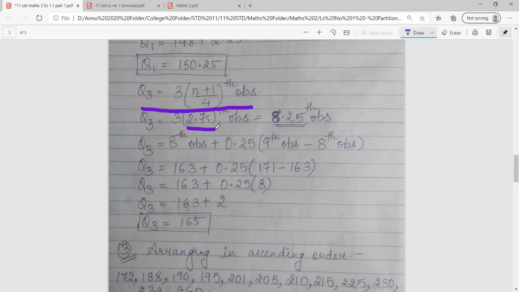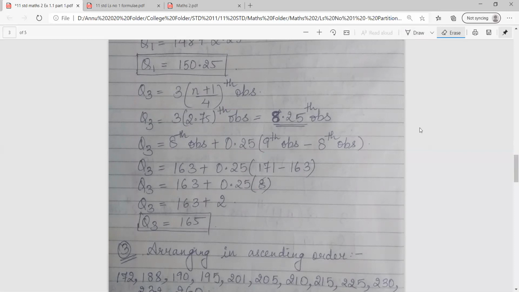Now you can multiply 2.75 with 3 and you will get the 8.25th observation. Again a decimal, so you will break it up: 8th observation plus 0.25, since it lies between the 8th and 9th observation, so 9th observation minus 8th observation. From the values above, you can substitute. The 8th number is 163 and the 9th number is 171. On subtracting, you get 8, and on multiplying, you get 2. So 163 plus 2 gives you 165. I hope you all are clear with the second sum as well.